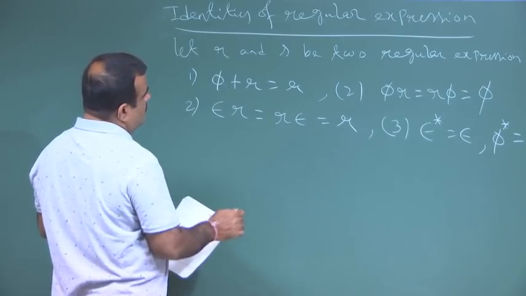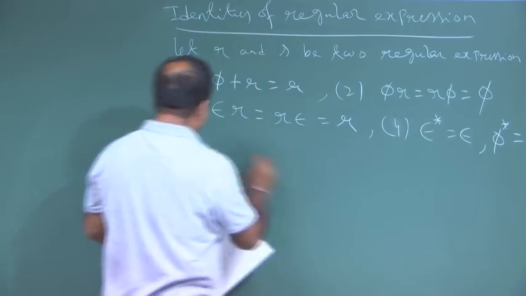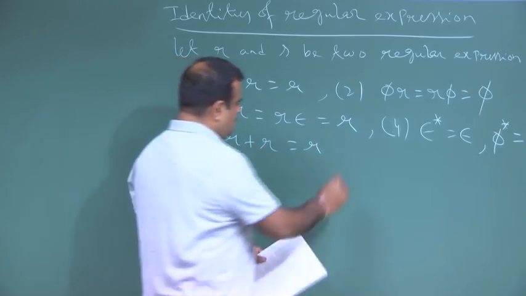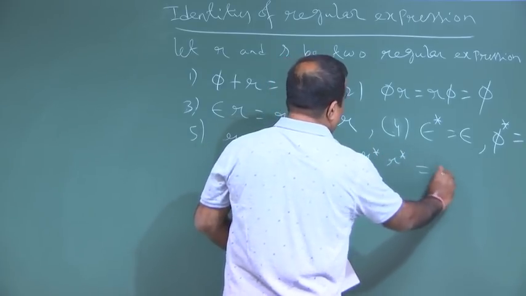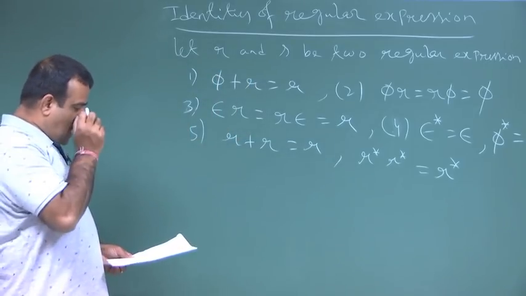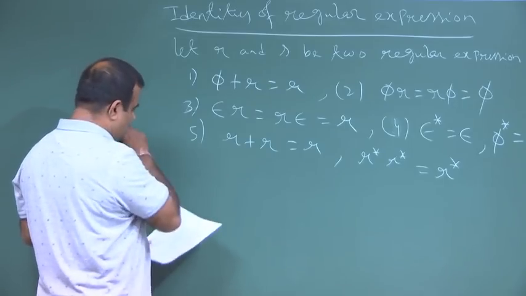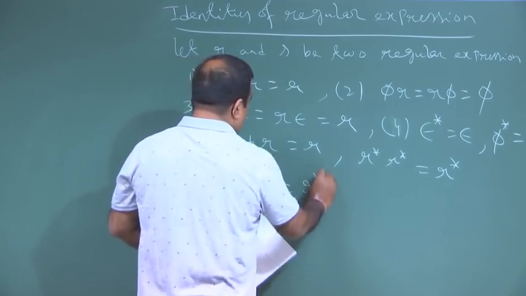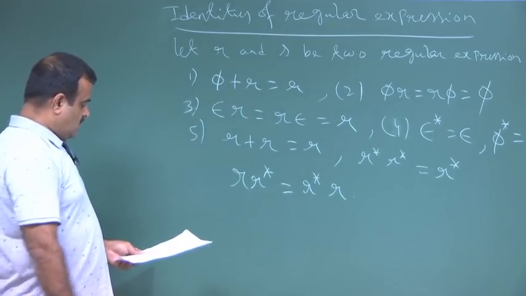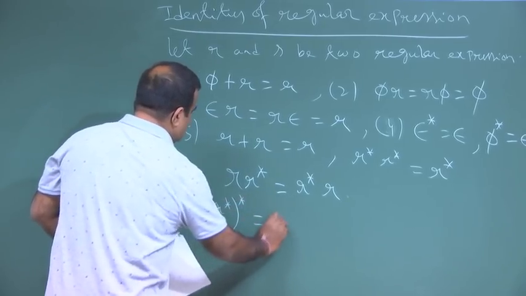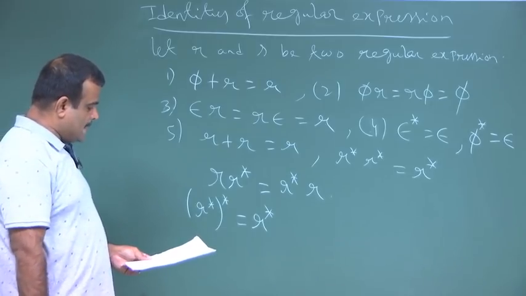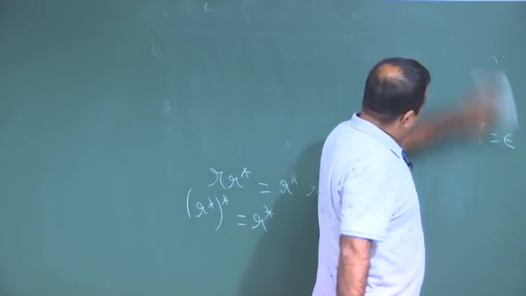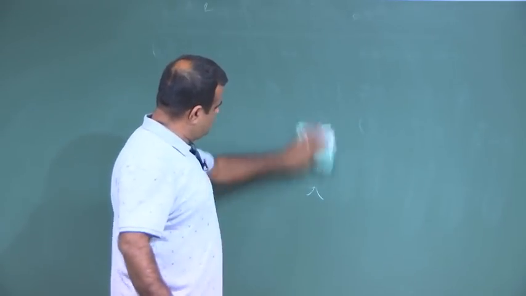For the fifth one, R plus R is R. These are the identities we are going to use to prove the theorem we are going to discuss. Next property: R and R star commute, R R star equal to R star R. Now, R star star is equal to R star.